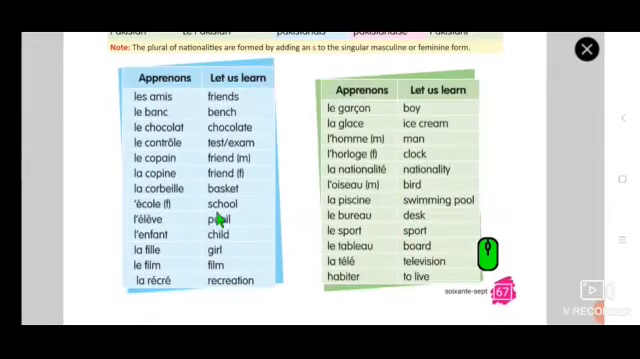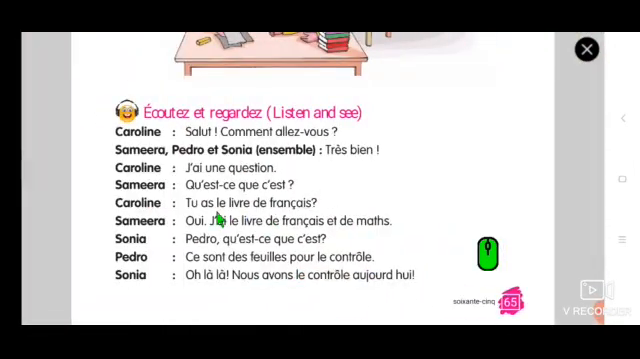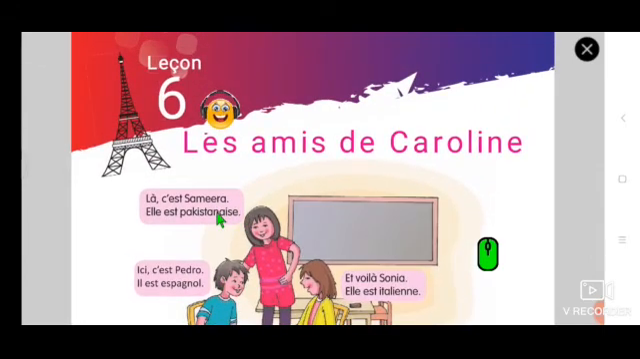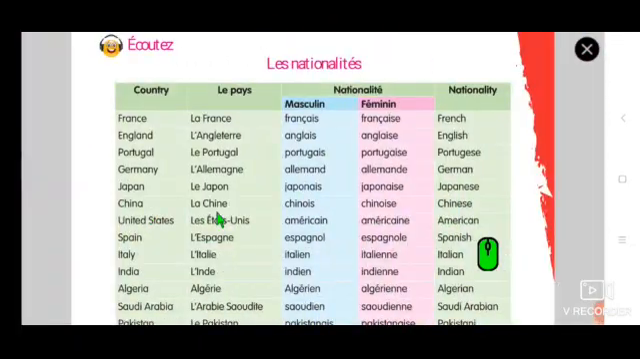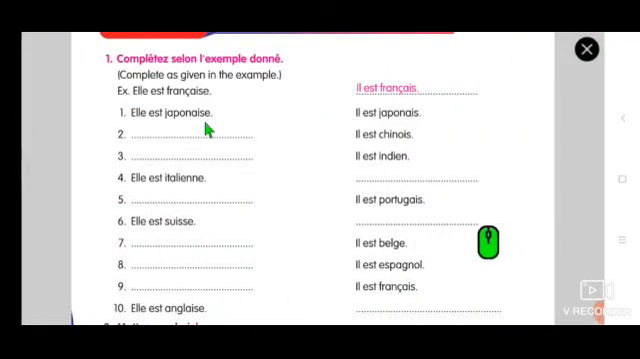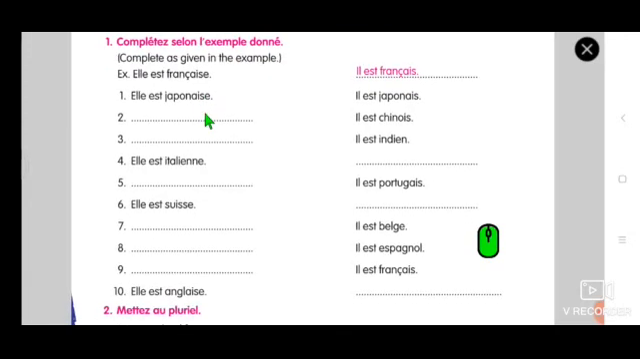Lesson 4 I have already covered when I was doing this second midterm revision. So all the exercises we have covered so far. Now what is left is les nationalités. For this exercise you have to memorize this tabular column. If you know this tabular column, it will be easy for you to write this exercise. Compléter selon l'exemple. This exercise is an easy one. If you learn the tabular column, it will be a little tough, but this exercise is far better.